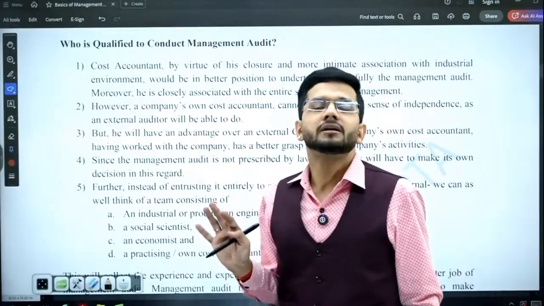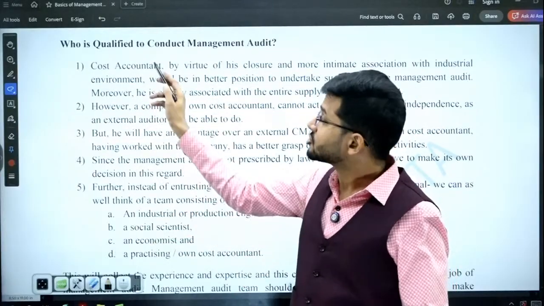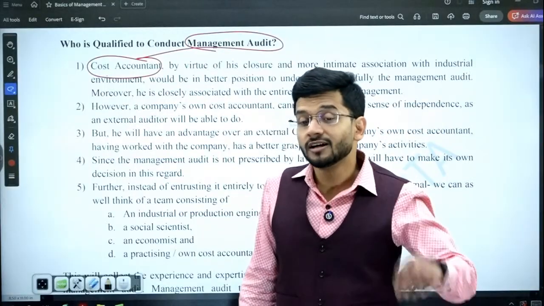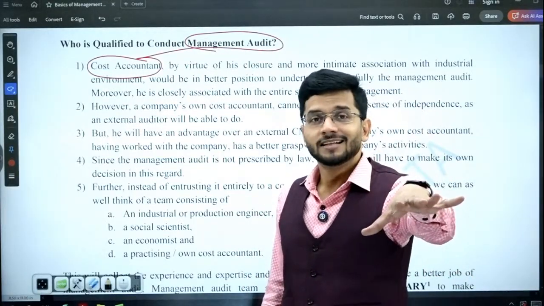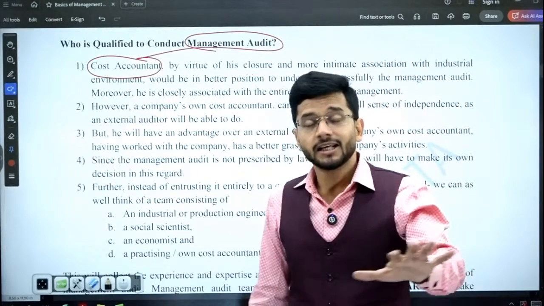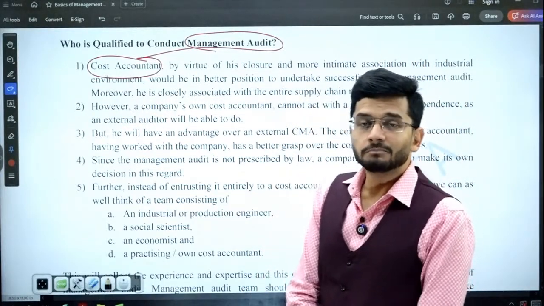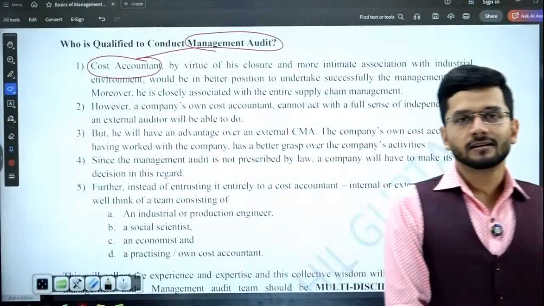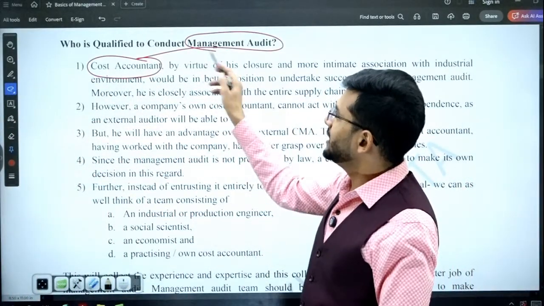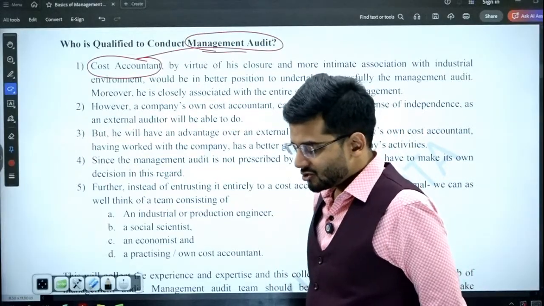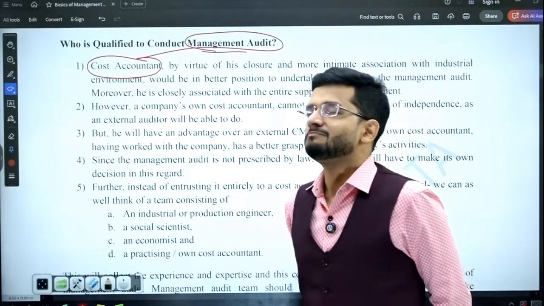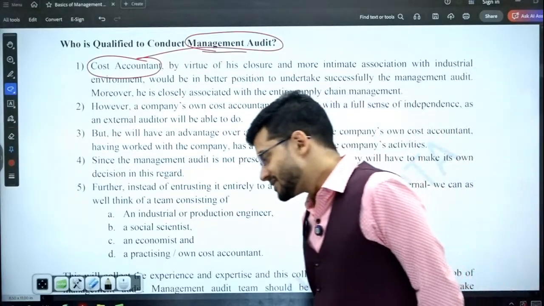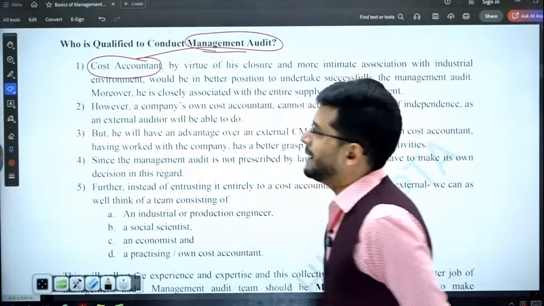Even a cost accountant can be a management auditor. And in fact, a cost accountant can be the best management auditor. Why? Because a cost accountant has the knowledge of cost of a particular company and management, and the entire profitability and the entire working of a company depends on cost. So cost is something which is really critical. Cost is something which is really key to any management auditor. So a cost accountant can be the most effective management auditor out of all the professionals who are available in the market. Yes, cost accountants can be the best management auditors.